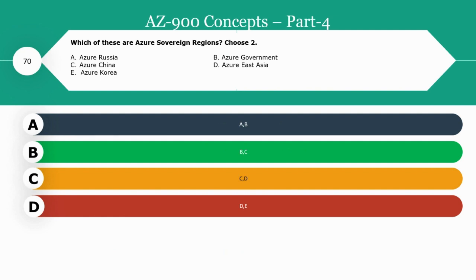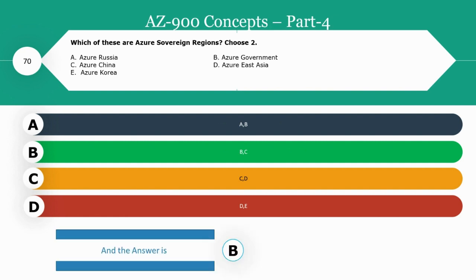Which of these are Azure sovereign regions? Choose two. I have provided an example for the Azure sovereign regions in the previous question. So out of these five different answers, Azure Russia, Azure Government, Azure China, Azure East Asia, and Azure Korea, the right answer will be B and C. That is Azure Government, the exact word should be Azure US Government, and Azure China is a correct answer. So the right option for this question is option B.